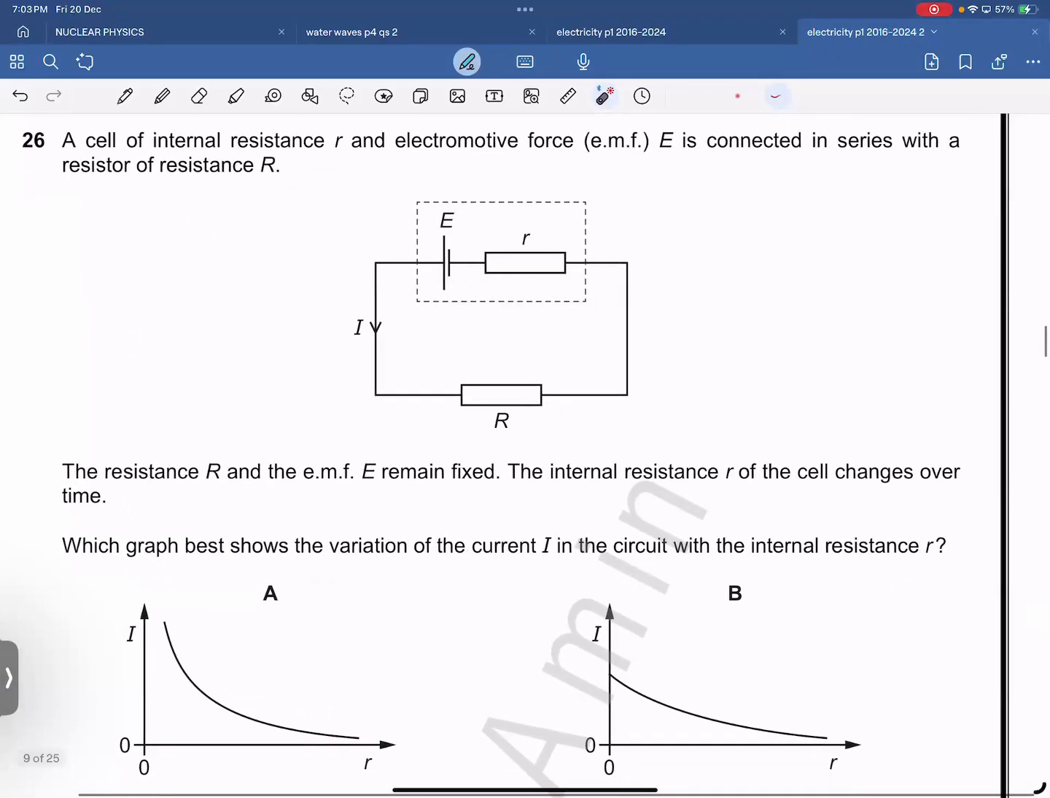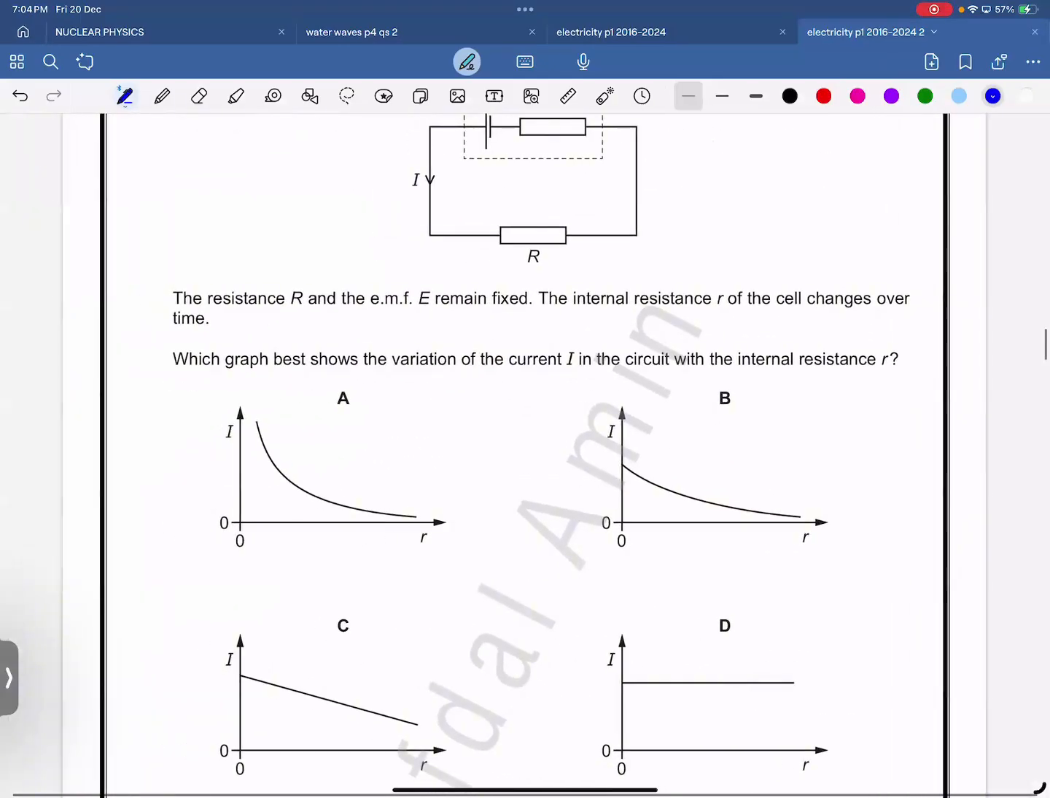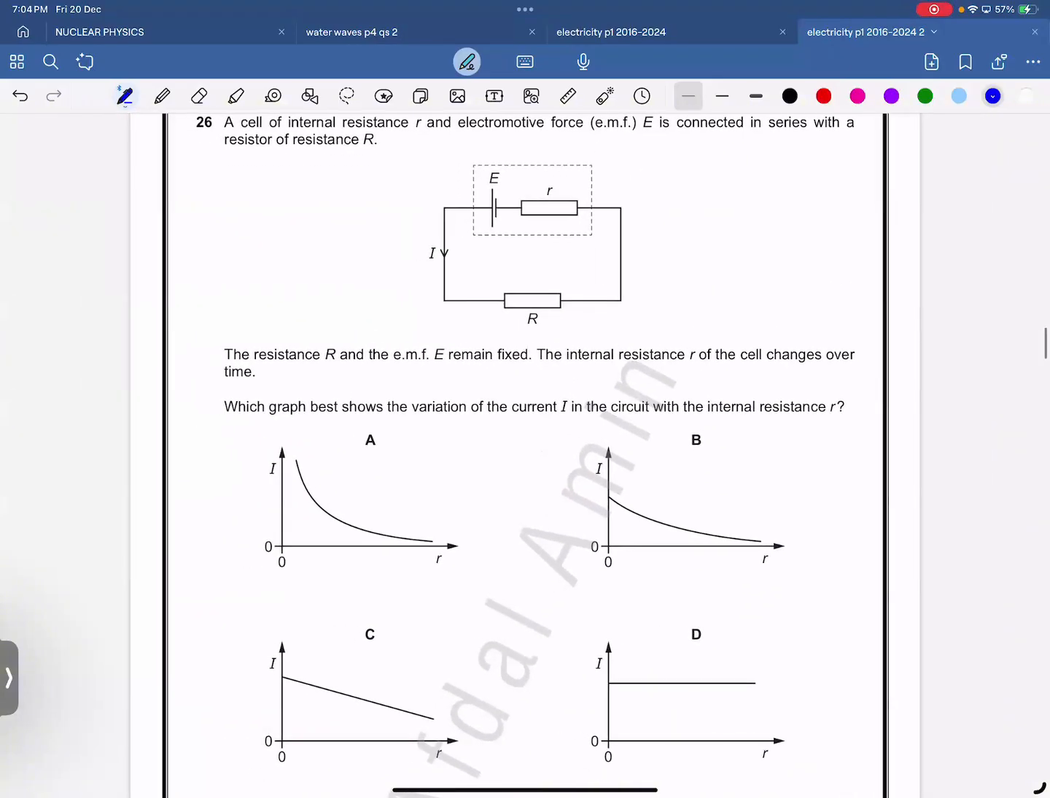Next, a cell of internal resistance small r, EMF is E, connected in series to the R. Okay, the question is the resistance R and EMF E remain fixed. So internal resistance r of the cell changes with the time. What is the best graph that shows the variation of the current with this? I can handle this question with the help of equations. Yeah, the equation E is equal to V plus Ir. I can do in that way also. So let's study. So you know E is equal to what? V plus Ir. Yes or no?